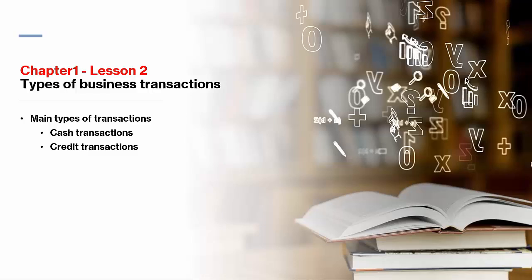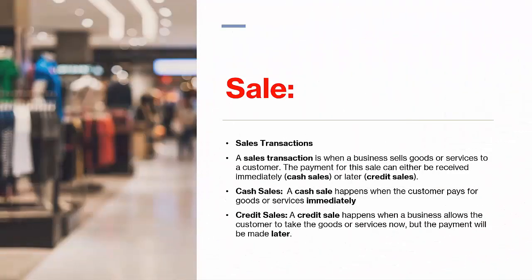Main types of transactions: sales and purchases. In business, the core transactions are related to selling, sales, and buying, purchases. Both of these transactions can either be cash, immediate payment, or credit, payment after a period of time. 1. Sales transactions. A sales transaction is when a business sells goods or services to a customer. The payment for this sale can either be received immediately, cash sales, or later, credit sales.